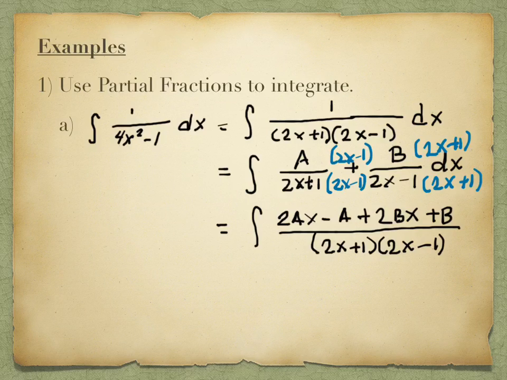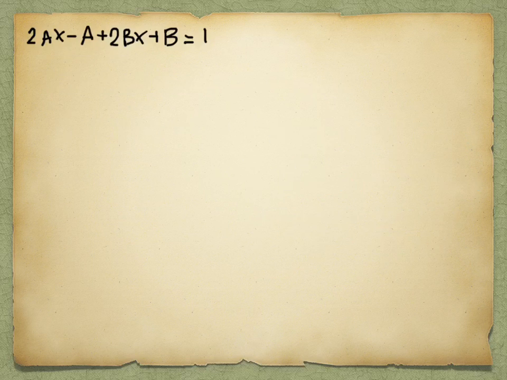I'm going to take that 2Ax minus A plus 2Bx plus B, and I know it's equal to 1. My goal is to figure out what in the world A and B are. Because if I can figure out what A and B are, I can go back to this fraction over here that I had, that second line before I multiplied those common denominators together, and I'll have actually broken it into two simpler fractions. Does that make sense? So if I could figure out what A and B are, I would be well on my way to making the problem work for me. So we're going to take a look at doing that.